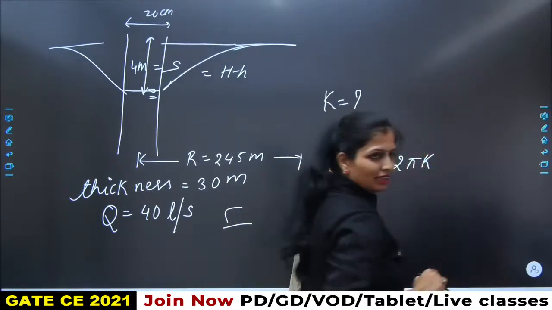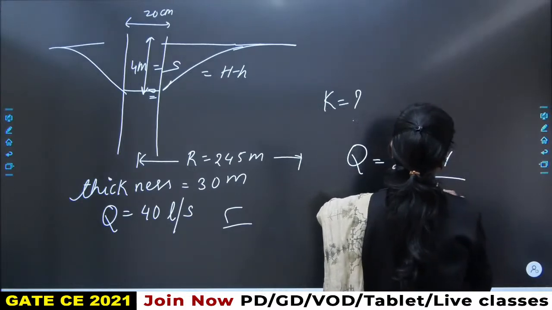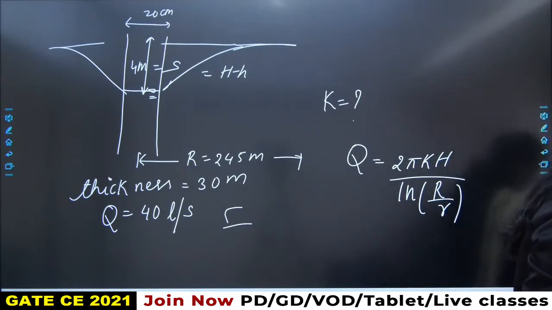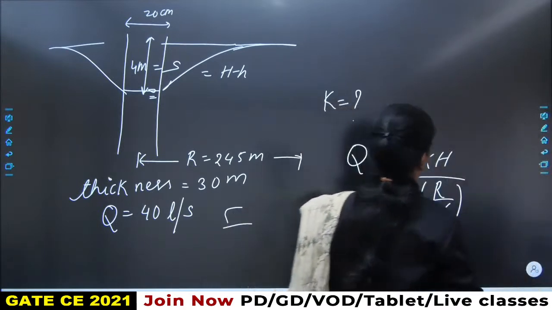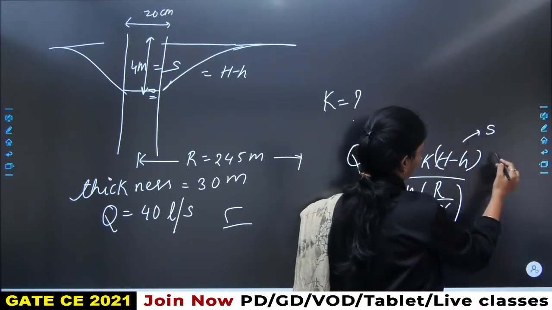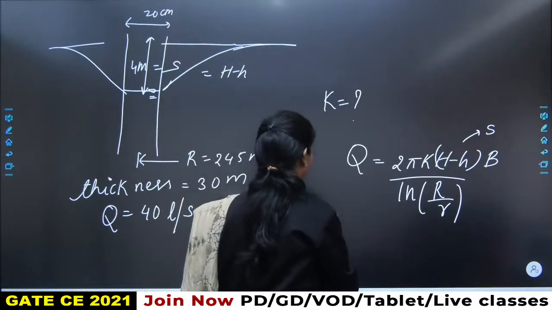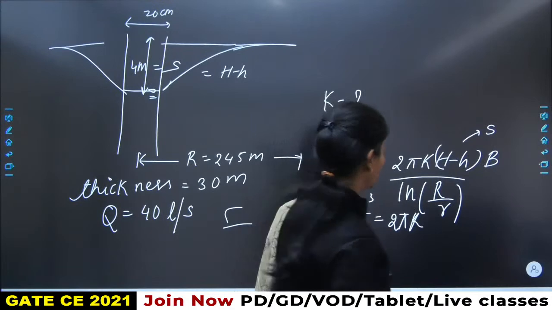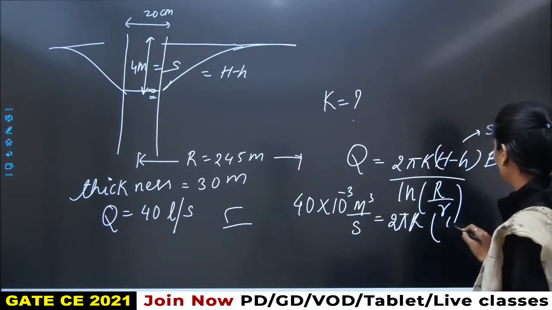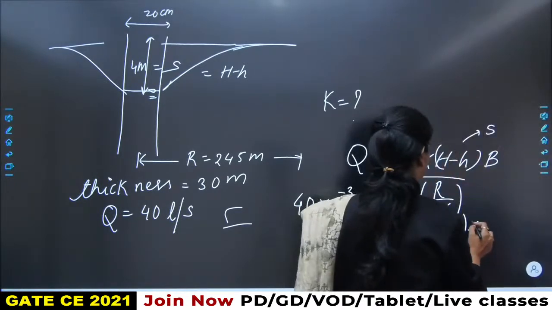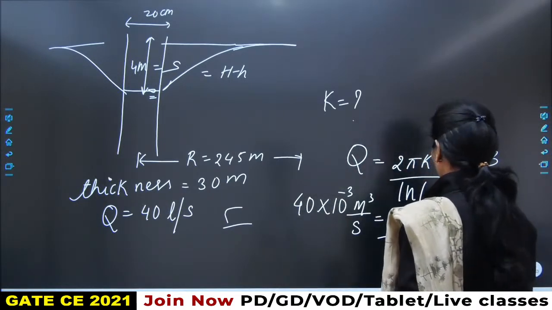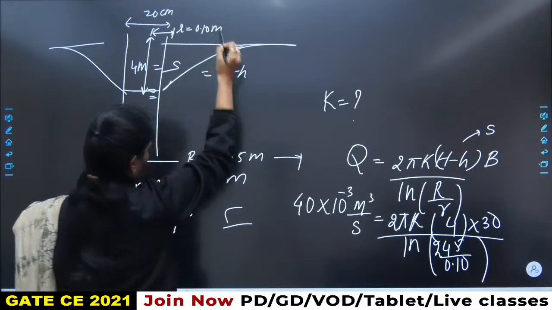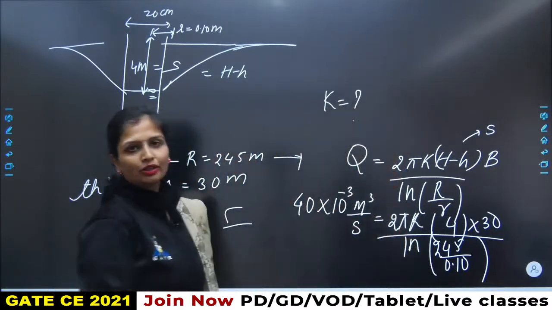You can solve it like this: Q equals 2 pi K times (H minus h) divided by log R by r. Can you solve this? Come on guys, say fast. Here H minus h is s, the drawdown. Discharge is given as 40 liters per second, which you write as 10 raised to power minus 3 meter cube per second, times 40. This is 2 pi, K is something you have to calculate, the hydraulic conductivity. H minus h is given as 4 meter. Width is given, 30. Radius of influence is 245, and small r is 0.10.